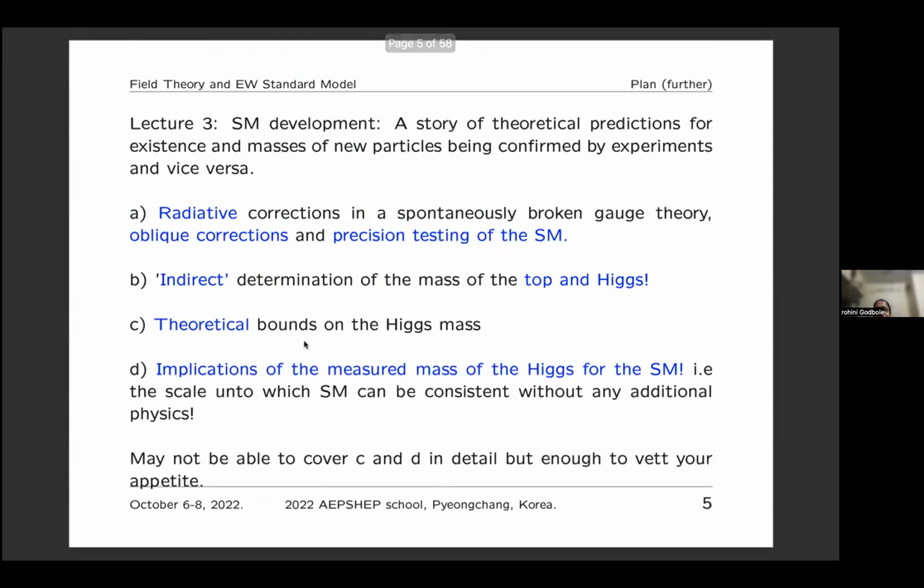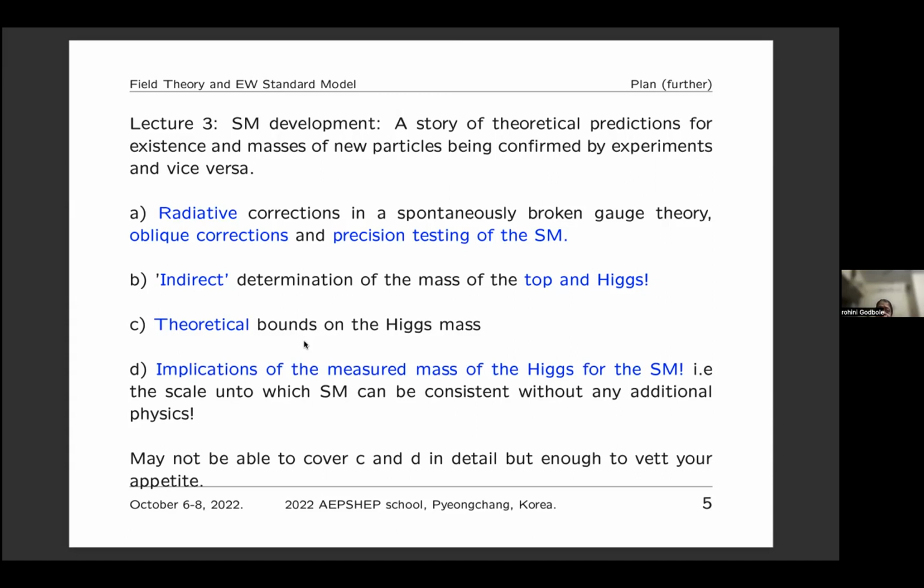But in the third lecture, we really want to take the story of how the standard model predicted the existence and the mass of the new particles in terms of the previous experimental results, and how it was a sort of race between experiments and theory. I would not say race, but more a very symbiotic relationship, which moved and propelled the standard model and the development of the final structure more and more.